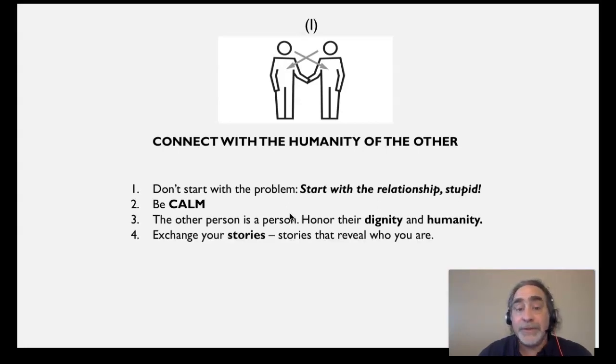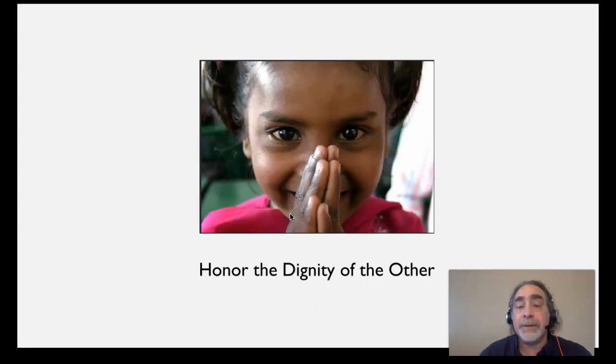One way to do that is exchange stories. Stories that reveal who you are. Find out who the other person is. Find out what their life experiences are, how they've come to be who they are. You'll find that there are commonalities and differences. You'll be able to appreciate the commonalities, perhaps have compassion and understanding for the differences. So that's step 1. As you do it, don't rush. Take your time. It's the important step. Honor the dignity of the other.